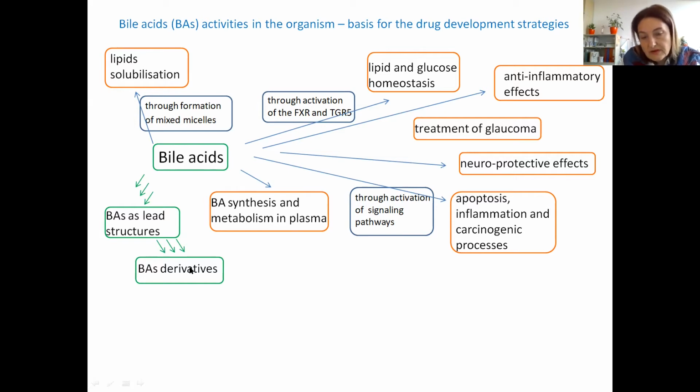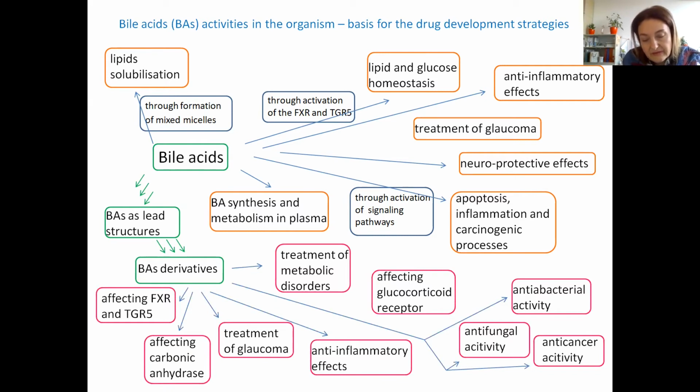Many bile acid derivatives were synthesized over many years and decades. Among them, there are many biologically and pharmacologically active derivatives. Some affect FXR and TGR5 receptors, some affect glucocorticoid receptors or carbonic anhydrase. Some are used for treatment of metabolic disorders, some are antibacterial or antifungal agents, and some are anti-cancer agents. Many of them are used today, and many are in some phase of preclinical or clinical studies.